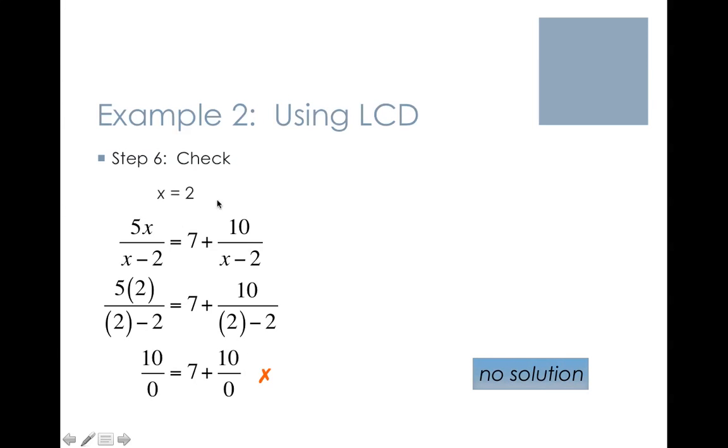Now sometimes you can kind of get a mix of the first and second example where you get two values, like we did in example 1, and maybe only one of them does not work, but the other one does. So in that case, you need to make sure you only list the one that works as your final answer.